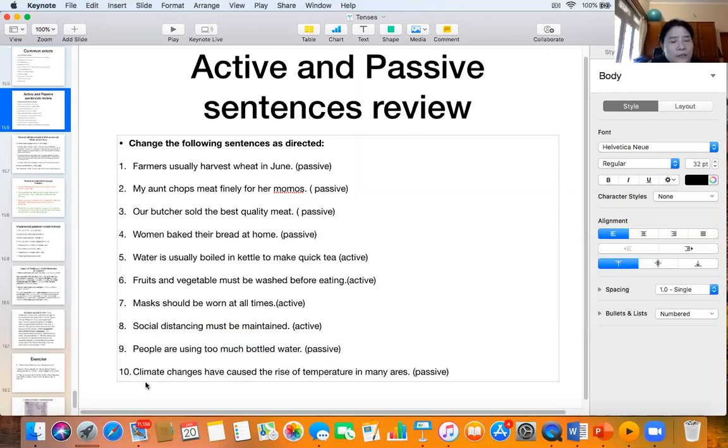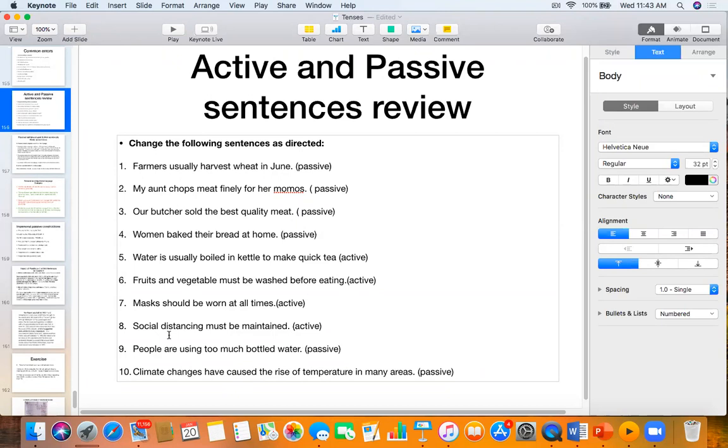Climate changes have caused the rise of temperature in many areas. This is supposed to be areas, yes. Change into passive. This is active. Have caused is present perfect tense. The rise of temperature in many areas is caused by the climate changes.